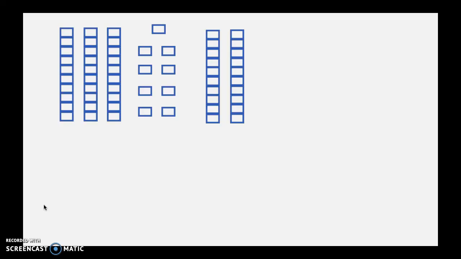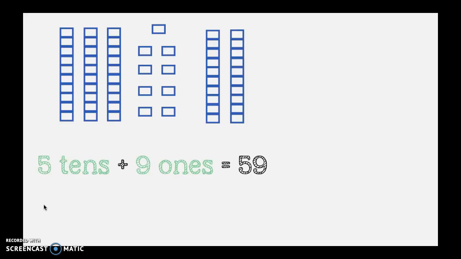Okay, so I counted up my tens. It looked like I had 5 tens and then 9 ones to equal 59. Is that what you put?